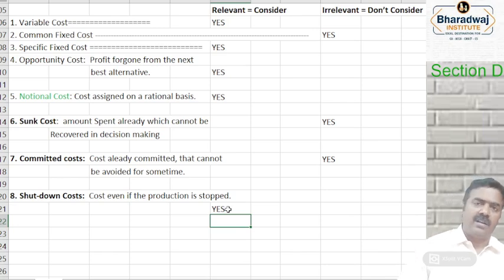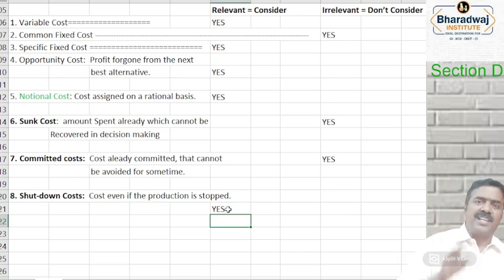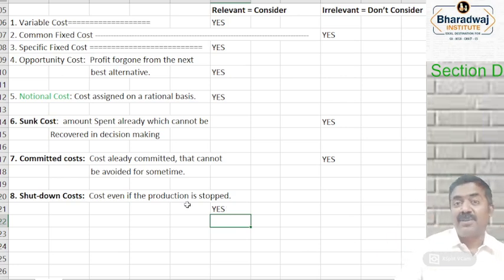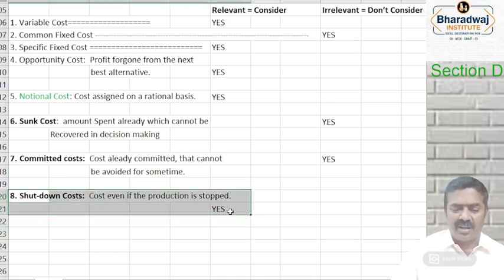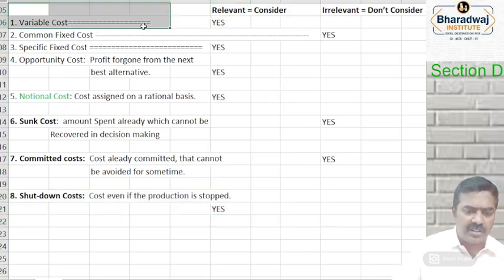You have to pay what? Rent, or you have to pay a certain minimum amount. The expenses will be 3 lakhs. When you run, sales minus various expenses, what is the loss? 2 lakhs. If you shut down, the expenses will be 3 lakhs. Will you run or shut down? If you run, losses are 2 lakhs per month. If you shut down, losses are 3 lakhs per month. So it's better to run the business. So shutdown costs are relevant for decision making. Relevant means yes, we will consider it for decision making.